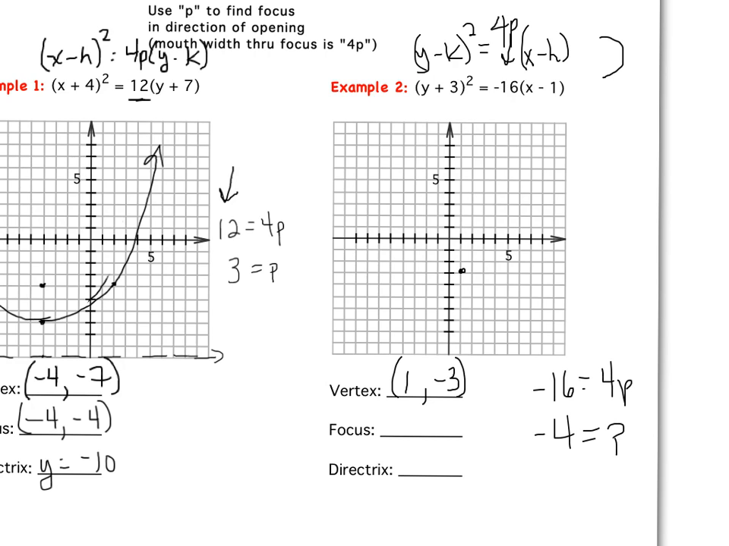Now we know it's going to open to the left, so we need to go 4 units to the left and graph our focus. We go 4 units to the right, and this is where our directrix will be. So again, notice if I have y squared, my directrix is a vertical line, so the equation of my directrix is x equals 5. The coordinates of the focus are (-3, -3).